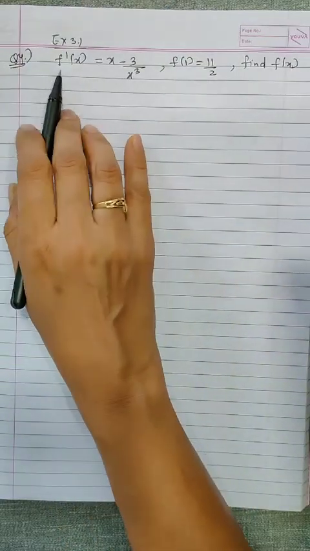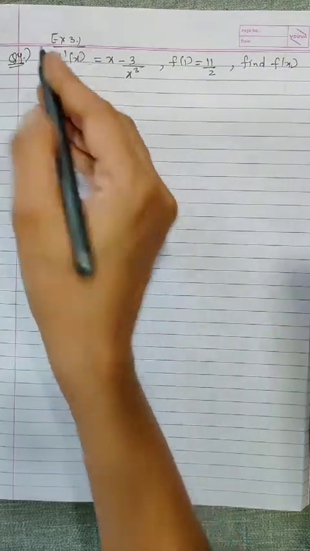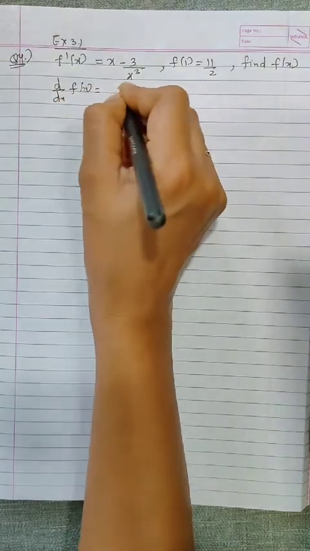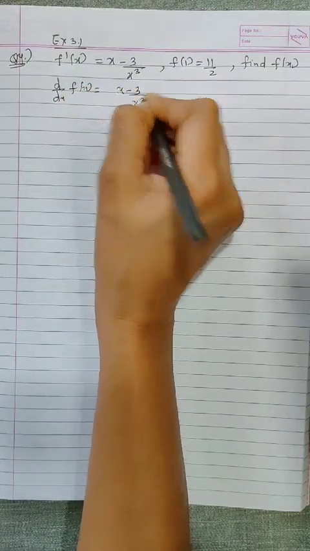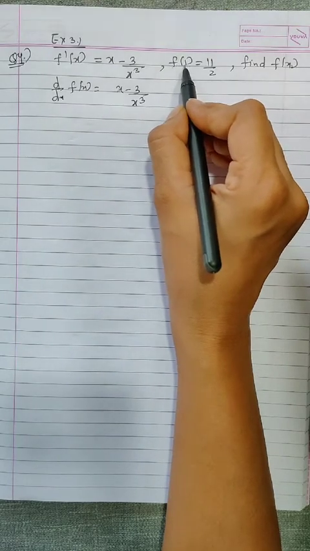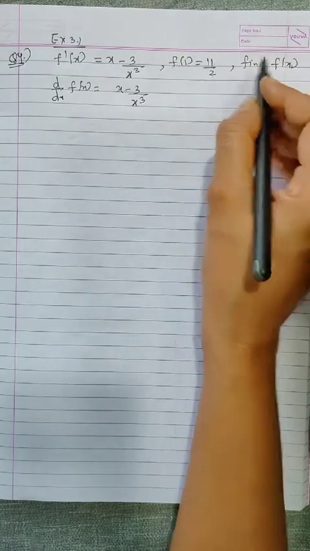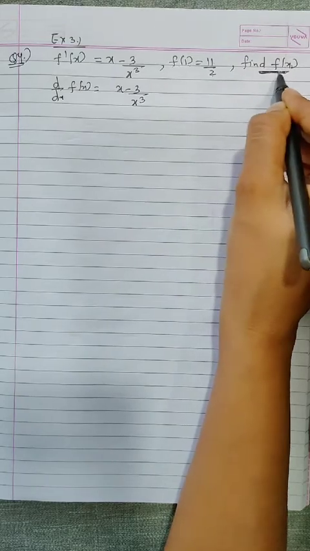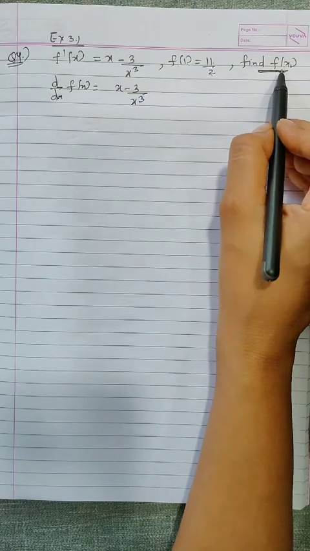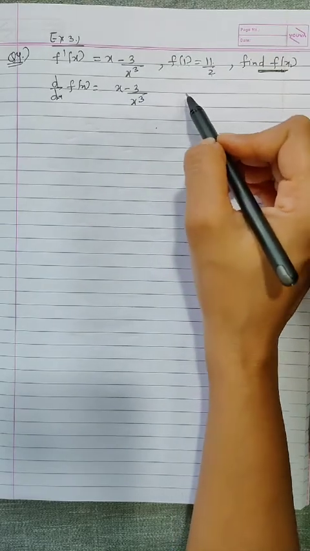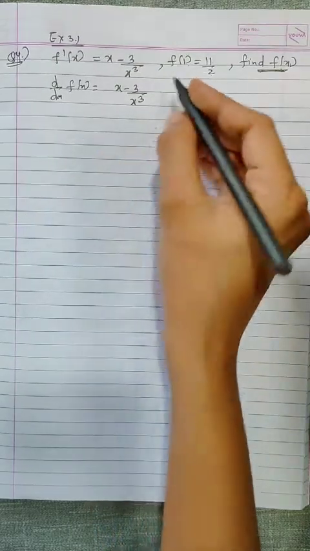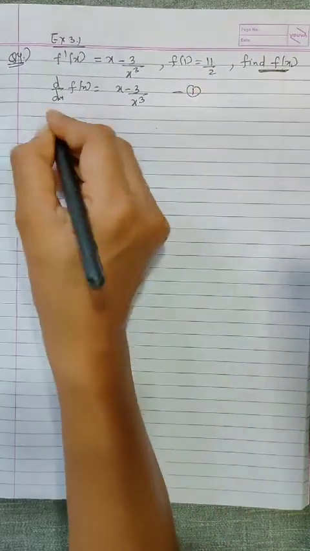Now see here, given f dash of x. F dash of x means what? Derivative of f of x. We have given x minus 3 upon x cube. We have given value of f of 1, means function at x equal to 1, 11 by 2. We have to find function f of x. Derivative is given and we have to find the function. So in this type of example we have to integrate it. We have given derivative of f of x, x minus 3 upon x cube. Say this is equation 1.